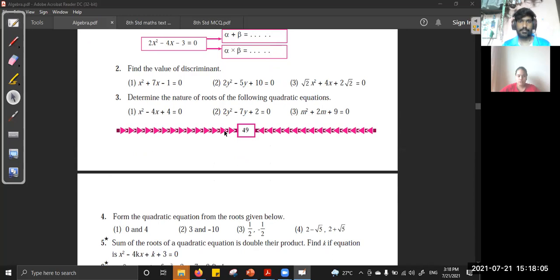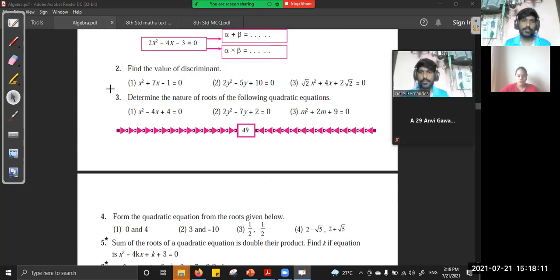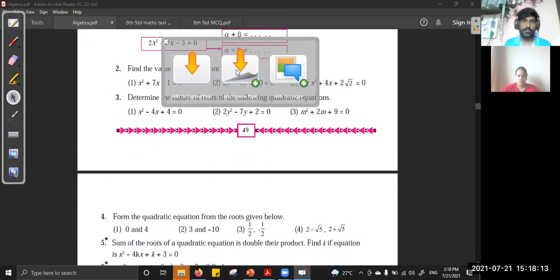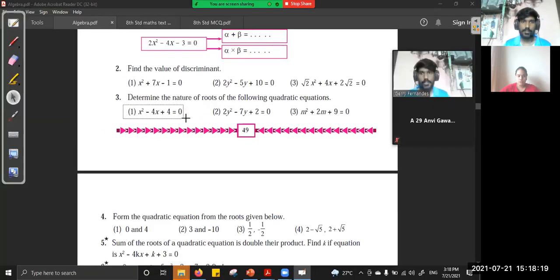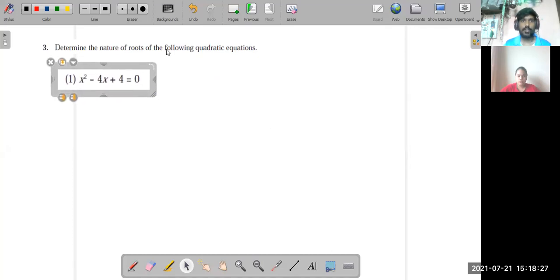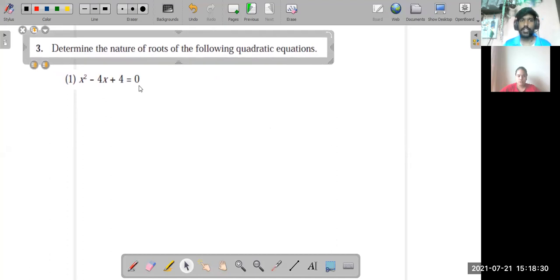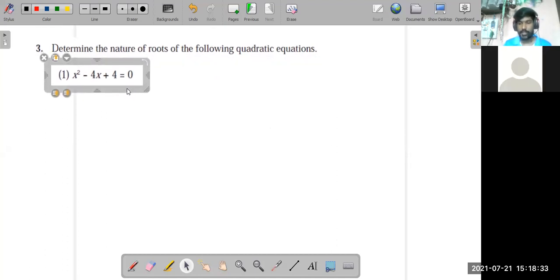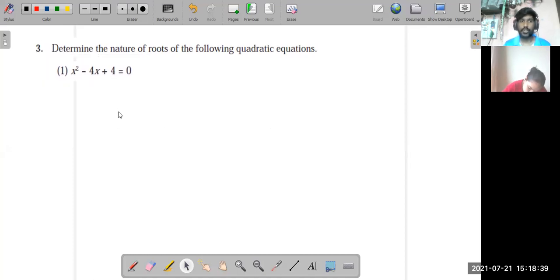Nature of roots. Now, question 3 is finding the nature of roots. I thought this one is already done because the earlier one also has 3 questions and this one also has 3 questions. So now here you have to find the discriminant, but depending on the discriminant, you have to decide what is the nature of the roots. So is it real and equal? Is it real and unequal, or is it not real?